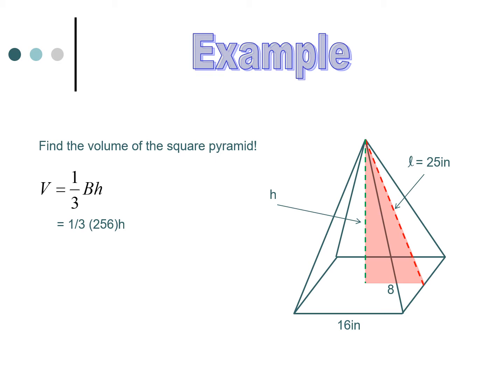Alright, the Pythagorean theorem should produce the height for you. And the height turns out to be 23.6854. Now that we have all the information, go ahead and plug that all into your calculator to get the final volume of this pyramid. 2021.1474 inches cubed.